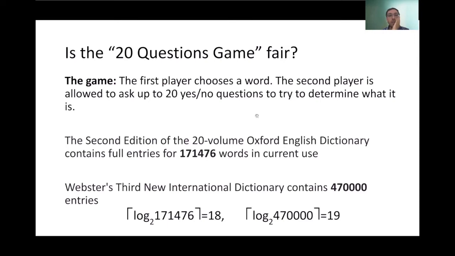And there is a famous 20 questions game that I'm pretty sure you have played before. So the game is as follows. The first player chooses a word. The second player wants to guess the word. The second player is allowed to ask up to 20 yes or no questions to determine what the word is. Now, the Oxford Dictionary has these many words, and Webster's Dictionary has these many words. And if you compute the logarithm of these numbers and take the ceiling, you get 18 or 19. So with 20 questions, it's a fair game. You should be able to figure out the chosen word if you ask good questions.